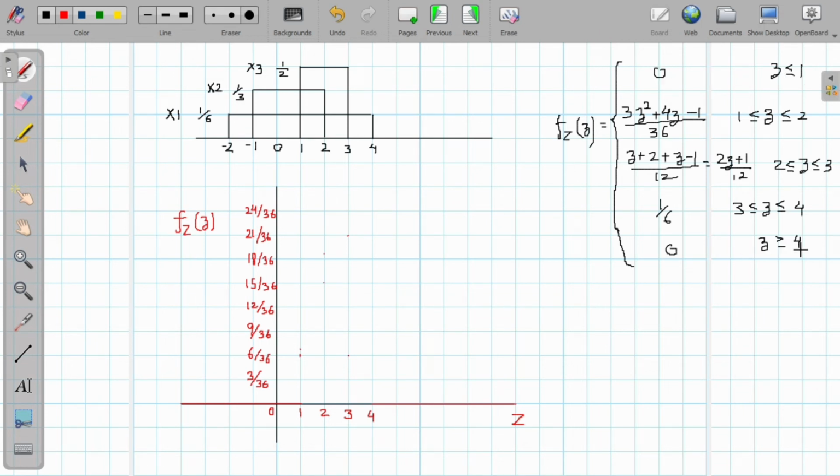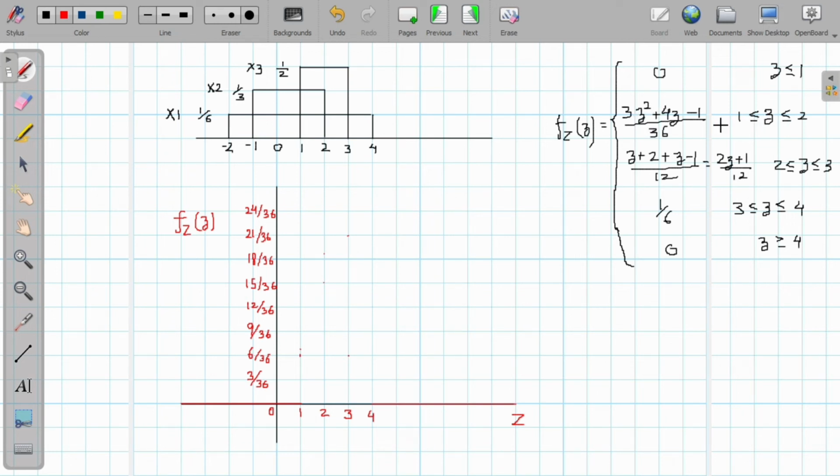And similarly, for Z greater than or equal to 4, it is 0. So for Z less than or equal to 1, this red line here, and this red line here for Z greater than or equal to 4, represent the PDF for these ranges of Z. So next, for Z greater than or equal to 1 and less than or equal to 2, you can observe PDF of Z is having a degree of 2. So it is a parabola.